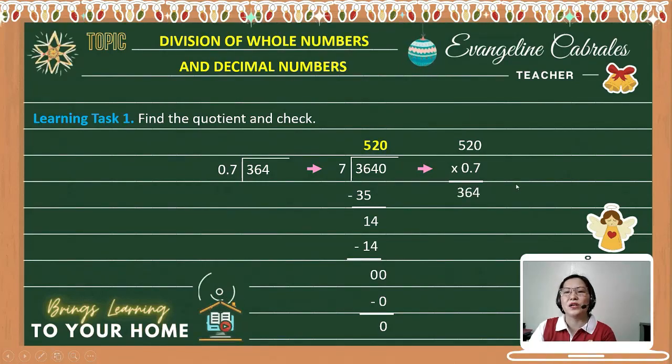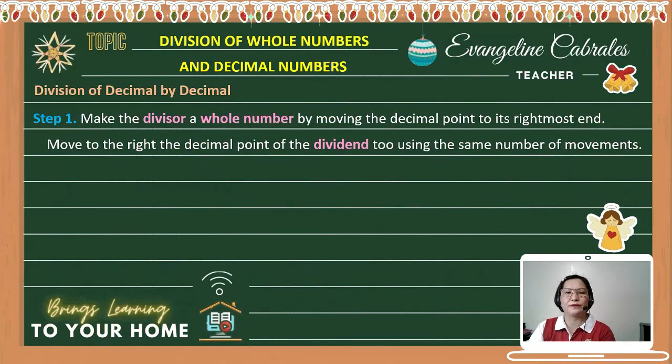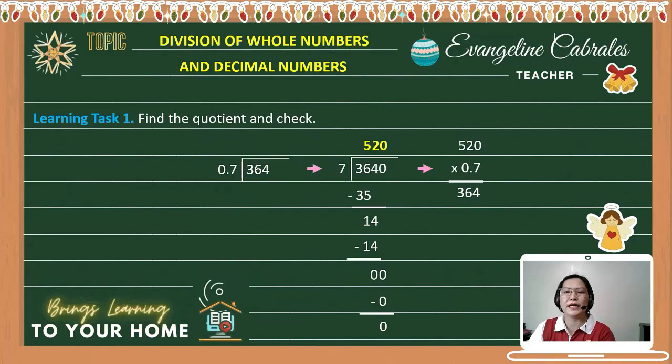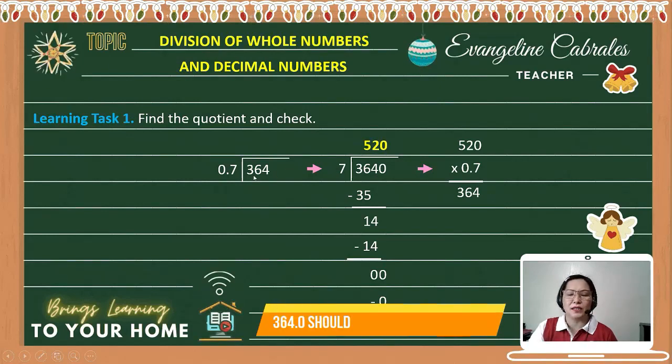What's the answer? 364. Balikan natin ha. Ayun, it's the same. Wala na. Hindi ko na inilagay yung 0 dito sa dulo na 7 times 0 kasi matatanggal din naman yon dahil may decimal point then 0. So, 364 siya kagaya ng given na dividend.